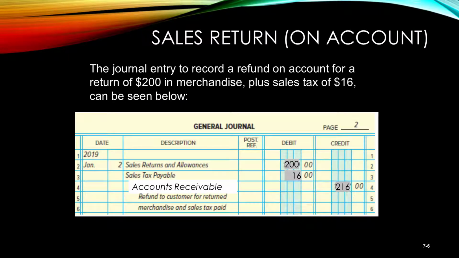Based on the credit memo, we would debit sales returns and allowances for the $200, the cost of the merchandise that was returned. We would debit sales tax payable for the $16 in order to return the tax to the customer, and we would credit the accounts receivable, or the amount due from them, for the sum of the total.